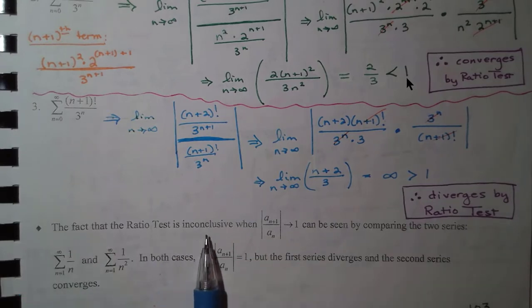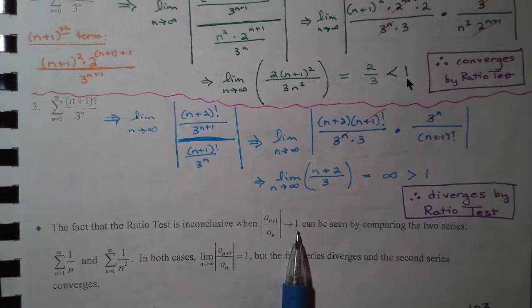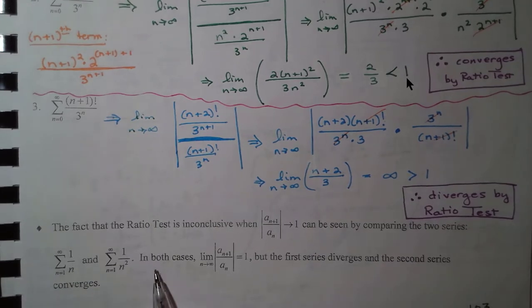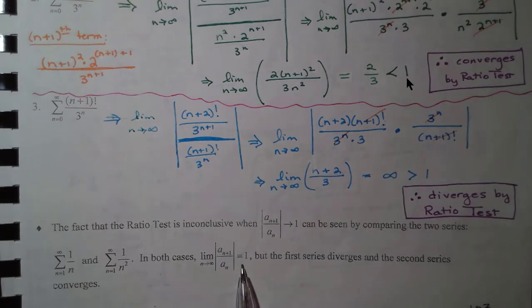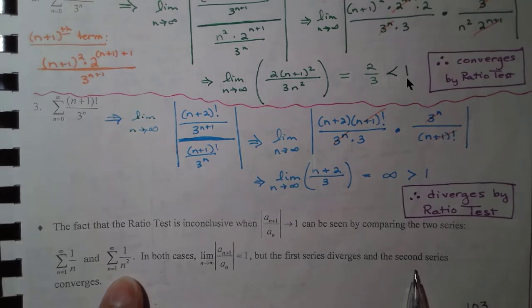The fact that the ratio test is inconclusive when the n plus 1th term over the nth term goes to 1 can be seen by comparing our two series, 1 over n and 1 over n squared. In both cases, the limit as n goes to infinity of the n plus 1th term over the nth term is 1, but we know that the first series diverges and the second series converges.